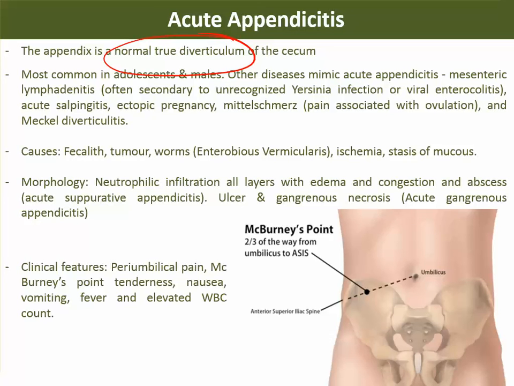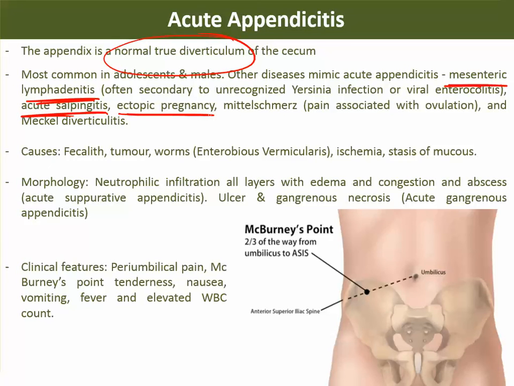And remember, there are many diseases which mimic acute appendicitis, because acute appendicitis is the most common one. Some diseases clinically look like acute appendicitis, and one is mesenteric lymphadenitis, which comes due to infection. And acute salpingitis, especially in females. The fallopian tube goes for inflammation, that is called acute salpingitis.